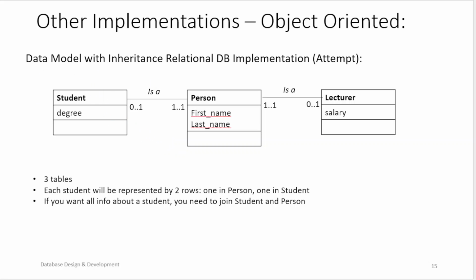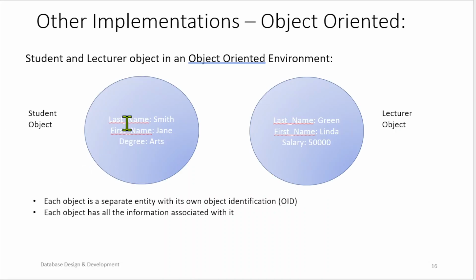Now, in object-oriented, you just create objects. You'd have a student object, and it would have all the information. And you'd have a lecturer object, and it has all the information. Each separate object is its own entity with its own identifier. So it has some sort of identifying number or identifying methodology so you can find it. And each object holds all the information associated with it.